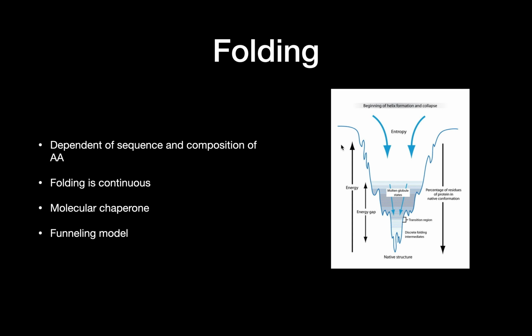We figured it out with a funneling model. The funneling model just shows that proteins want to go to their native structure. The native structure is the most stable of all the structures. It decreases the entropy, and it takes a lot of energy to break it apart again. So that's kind of all they're trying to go back down to.